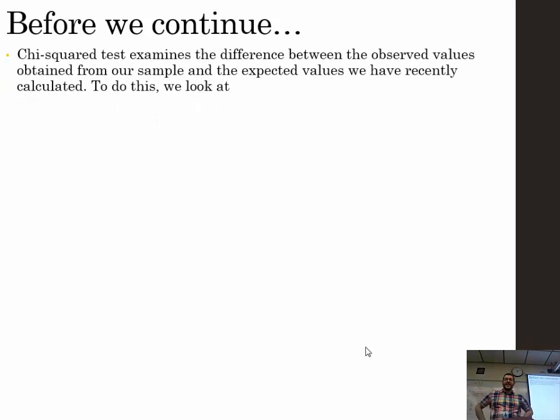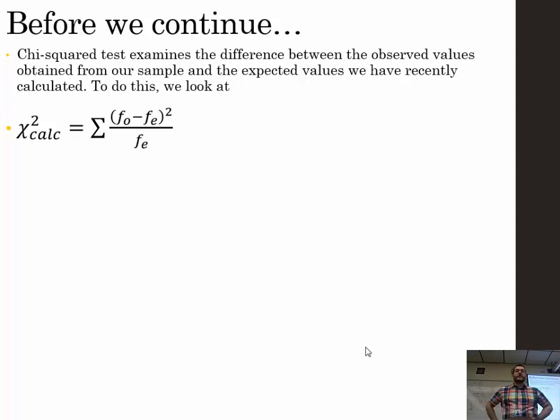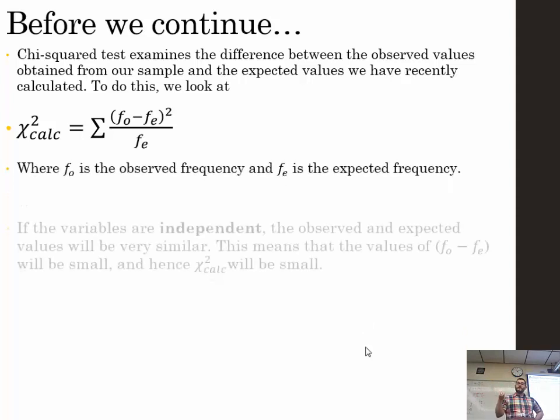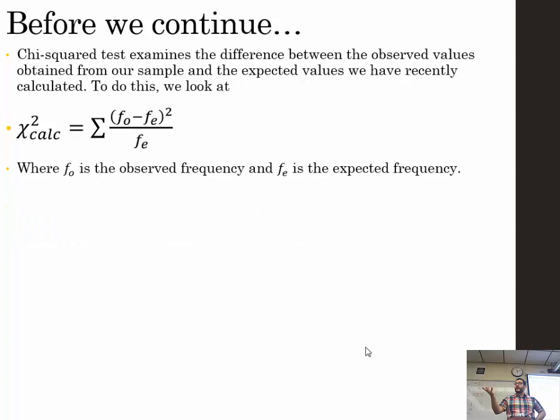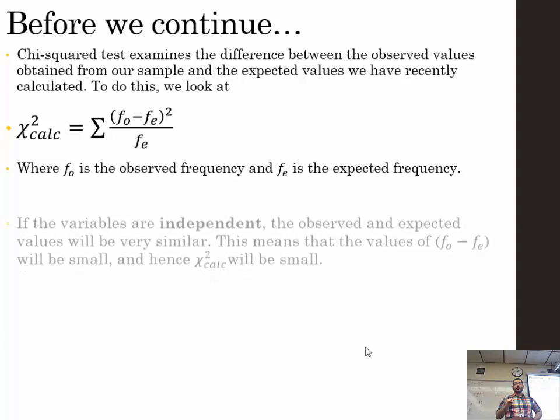Also, before we continue, the chi-squared test determines the difference between the observed values obtained from our sample and the expected values we have recently calculated. Therefore, we have this calculation. Chi-squared calculated equals the sum of frequency observed minus frequency expected, squared, over frequency expected, all that summed up. And once again, F sub O is observed, F sub E is expected.